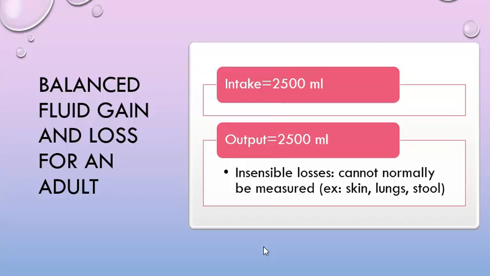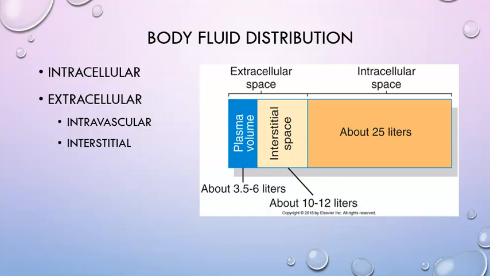For your output, the primary way that we lose water is, of course, through the kidneys. Some insensible losses, like I talked about before, are sweat and breathing. You might lose some in your stool. Of course, that will increase if you have diarrhea. You can also lose some water through vomiting, salivation, drains, suctioning. But those things can be measured, so they would be sensible losses.